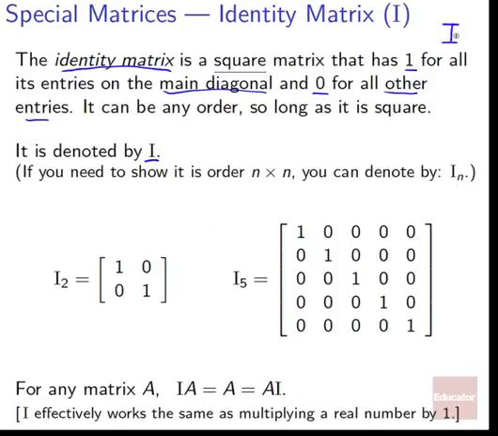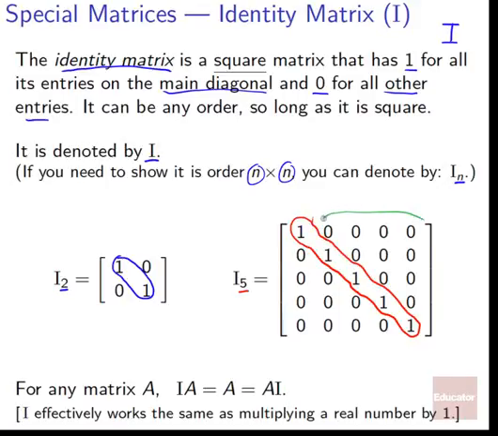If you need to show what its order is, and remember, its order is going to have to be n by n because it has to have the same number of rows and columns, so we can't have different numbers there. We can use just I with a subscript of n because we don't have to say n by n because it has to be square, so we just use one number, one letter. So if we want to talk about I2, then that would be a 2x2 matrix with ones on the diagonal, zeros everywhere else. If we want to talk about I5, the identity matrix as a 5x5, then that's ones on this main diagonal from the top left down to the bottom right, and it's going to be zeros everywhere else.